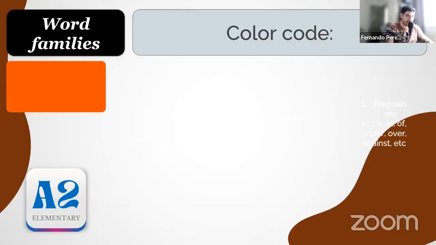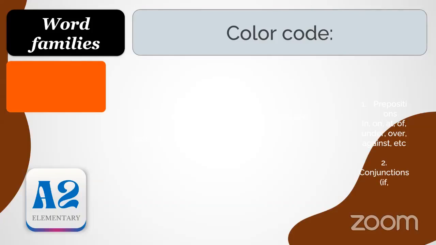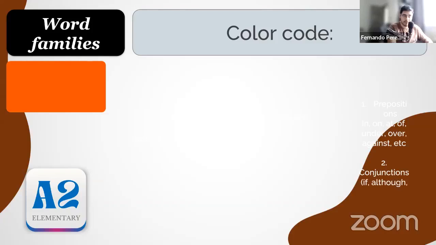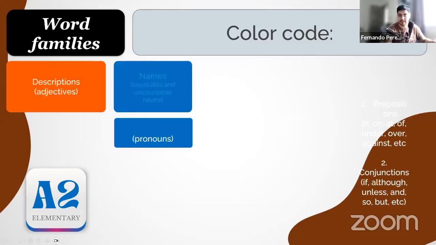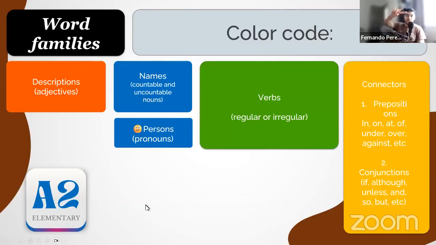And the other type of connectors that exist in English are called conjunctions. Conjunctions connect ideas. We have words like if, although, unless, and, so, but, etc. These are the two types of connectors that exist in English. Take a note because that's going to be effective for your glossary. This is going to help you a lot to organize your glossary.